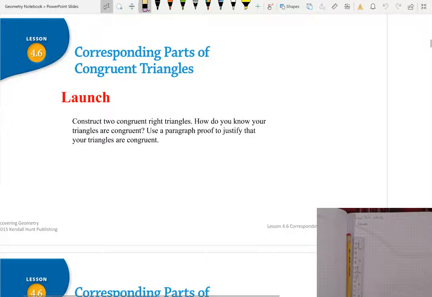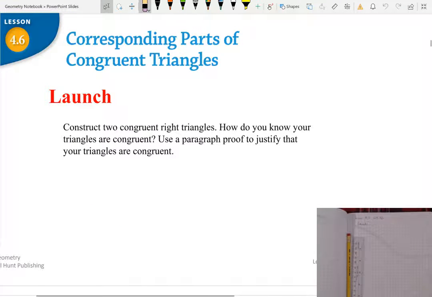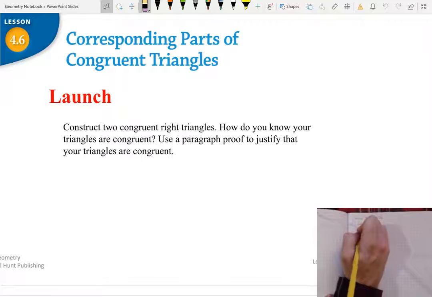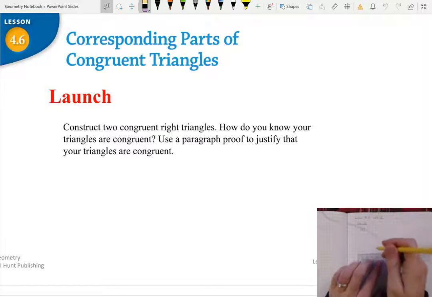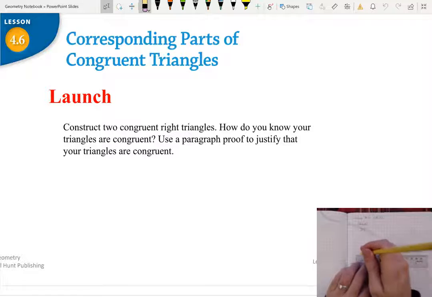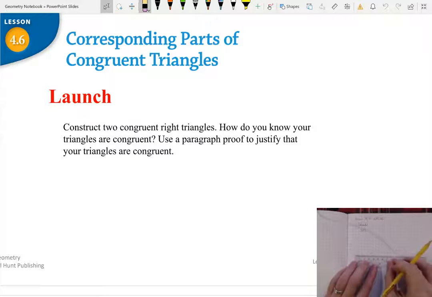The launch is to construct two congruent right triangles. And then how do you know your triangles are congruent? Use a paragraph proof to justify that your triangles are congruent. Okay, so to do this, I'm going to use the SAS congruence shortcut. I'm going to start with a line segment on my paper, and it doesn't really matter how long it is. Just make it a certain length.